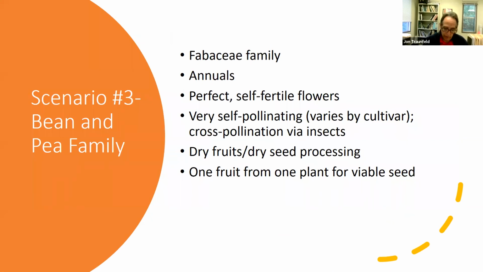Okay, and then finally, we'll just talk a little bit about the bean family. Fabaceae used to be Leguminosae. These are annuals. I mentioned early in the class that they have perfect self-fertile flowers, and they're very self-pollinating. We're going to be collecting seeds when they're dry, so we have to figure out some different techniques for doing that. And you can also get viable seed from a single pod from a single plant.